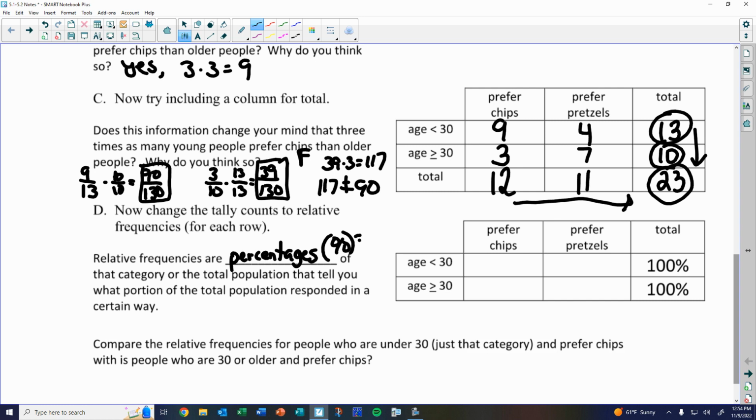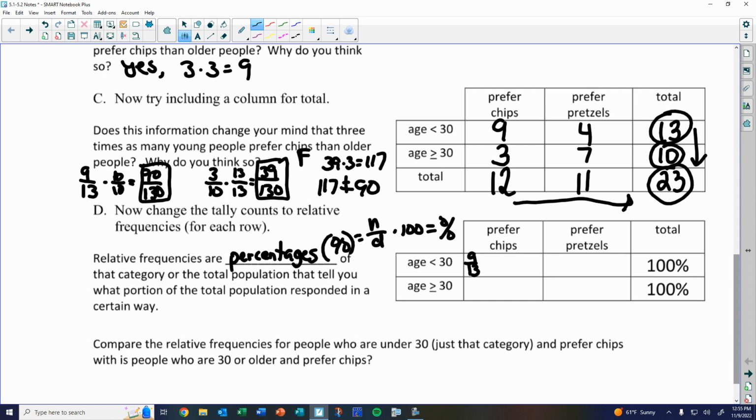And remember, when you take the numerator divided by the denominator times 100, you get a percent. Okay? So if you had 1/4, you would take 1 divided by 4, get that decimal, multiply that by 100 to get the percent. Okay? So if we figured out those percentages, well, we said 9 out of 13 preferred chips, right? 9 out of 13. What percentage would that be?